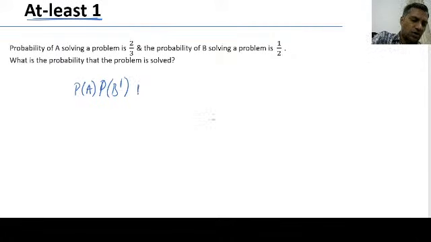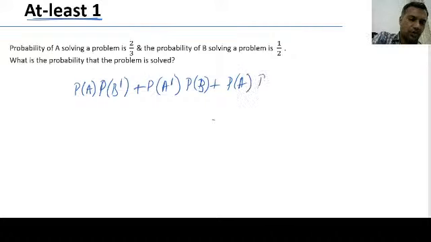A solved it, B did not solve it. Alright, now A did not solve it, but B solved it. Fine, that's also fine. B solved it. Or A, both of them solved it. Fair enough. Alright, now A also solved and B also solved. So any of these cases we call it as problem is solved.